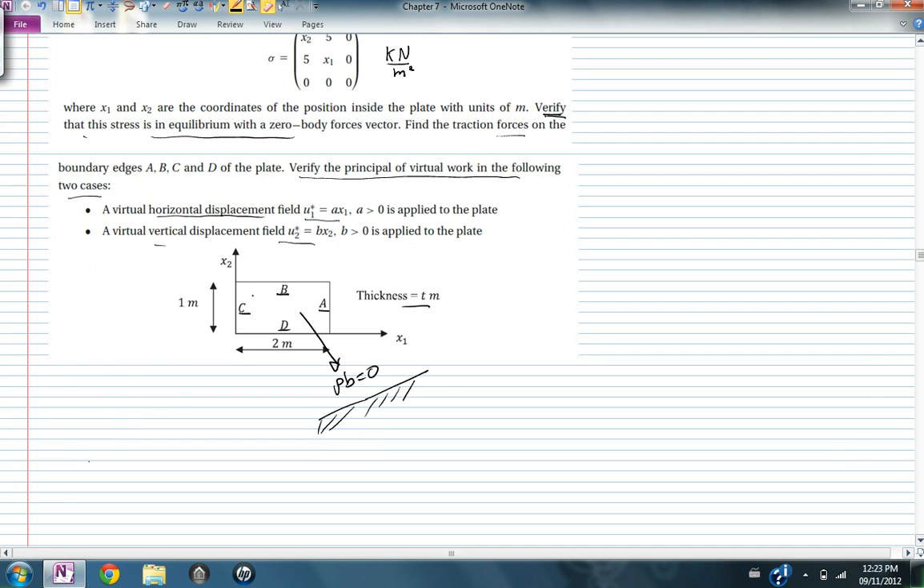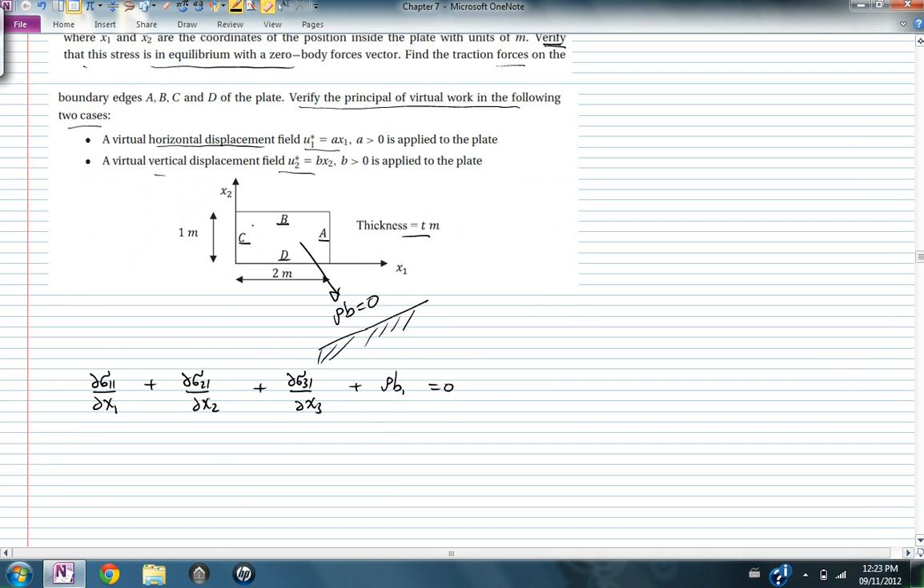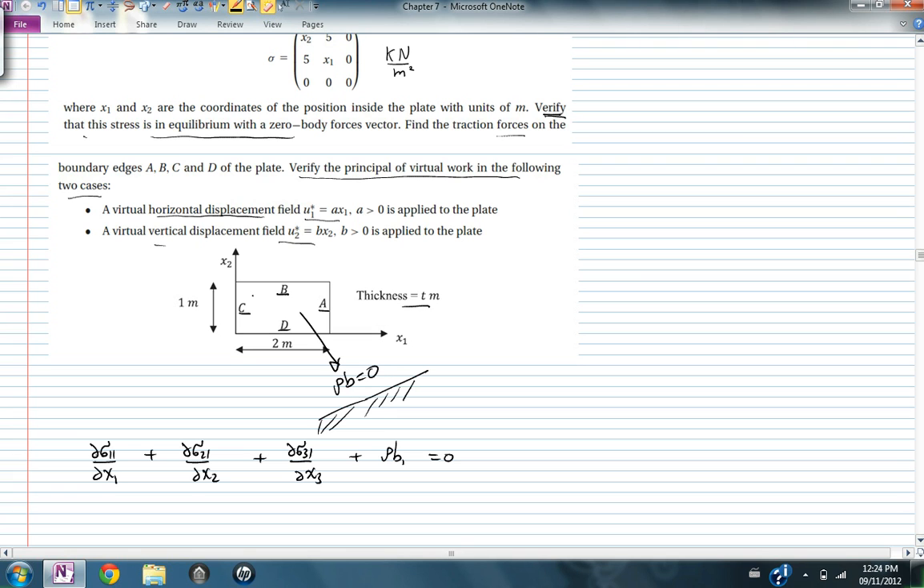To show that rho b is equal to 0, I'm going to substitute in the equilibrium equations: partial sigma 1 1 by partial x1 plus partial sigma 2 1 by partial x2 plus partial sigma 3 1 by partial x3 plus rho b1. I know this has to be 0 for this to be in equilibrium. Partial sigma 1 1 by partial x1: sigma 1 1 is equal to x2, so partial sigma 1 1 by partial x1 is 0. Partial sigma 2 1 by partial x2 is 0, and this is 0 plus rho b1 is equal to 0. And similarly, if you do this for the rest of the components, you find that rho b2 is 0 and rho b3 is equal to 0. Okay, so this is done. We verified that this stress is in equilibrium with a 0 body forces vector.